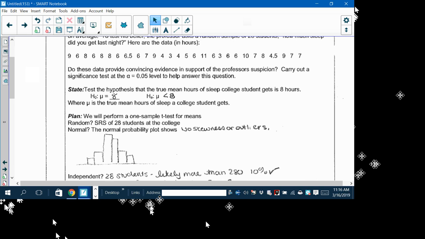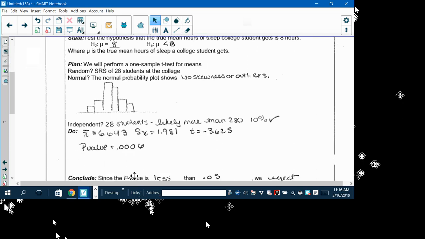Okay, so we have our null hypothesis and our alternative hypothesis, and we're going to perform a one sample t-test for means. It is also independent because most likely he has more than 280 students. So we calculate the mean and the standard deviation using the data of the sample that we got. That's all done in one-var stats. And then we get our t-value, and from there we calculate our p-value.